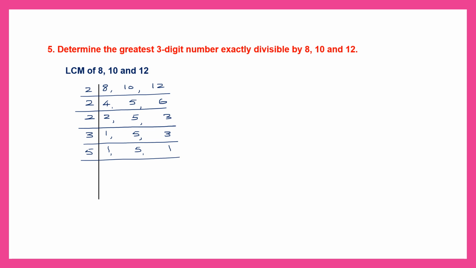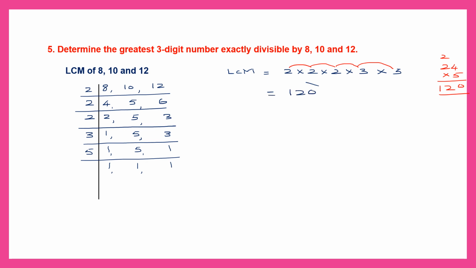So let's do it. 1 you bring it down as it is. 5 ones are 5 and bring down this 1 also. Now we can find the LCM of 8, 10 and 12 by multiplying all these factors there. So we have 2's, 1, 2, 3 2's. Then we have a 3 and we have a 5. Now let's multiply these numbers. 2 2's are 4, 4 2's are 8, 8 3's are 24, 24 into 5. 5 4's are 20, carry 2, 5 2's are 10, 11, 12. So here we've got 120. The LCM is 120.